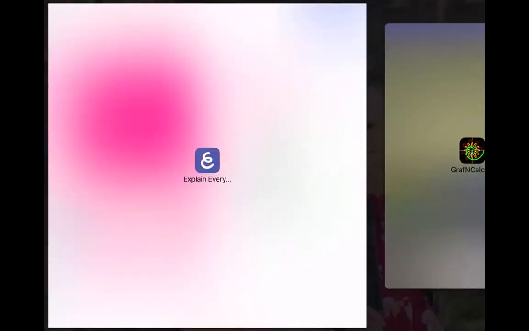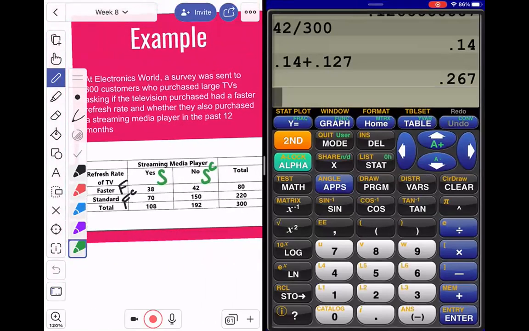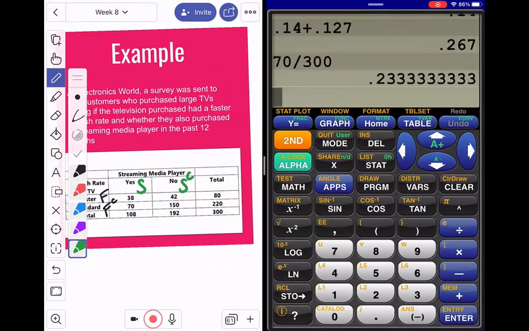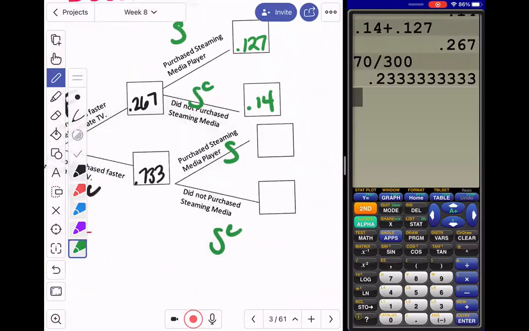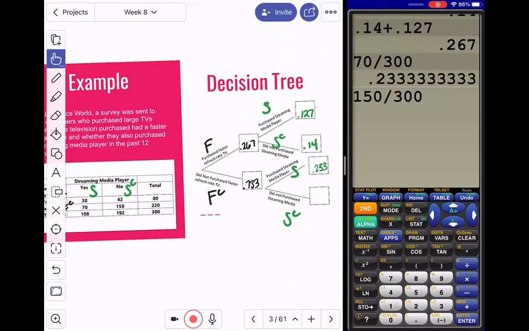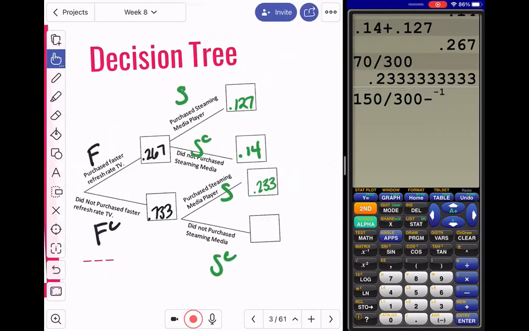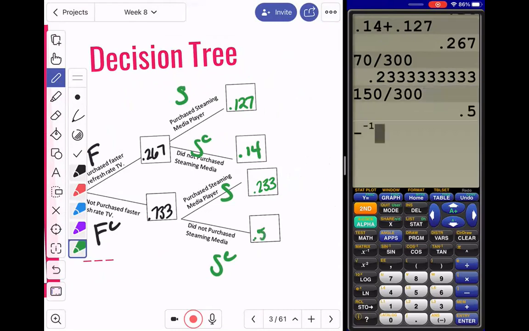If I do the exact same thing for the other one, for the nos, I had 70 people get a standard rate TV and a streaming media player. So that's 70 divided by 300, and I get 0.233. So this box right here is 0.233. And the other one was 150 divided by 300, because we had 150 people who did not get a standard refresh rate or a media player. I'm sorry, 150 divided by 300 is just 1/2 or 0.5. And again, if you add those two values up, 0.500 plus 0.233, look what I get. I get this first branch sitting out here.